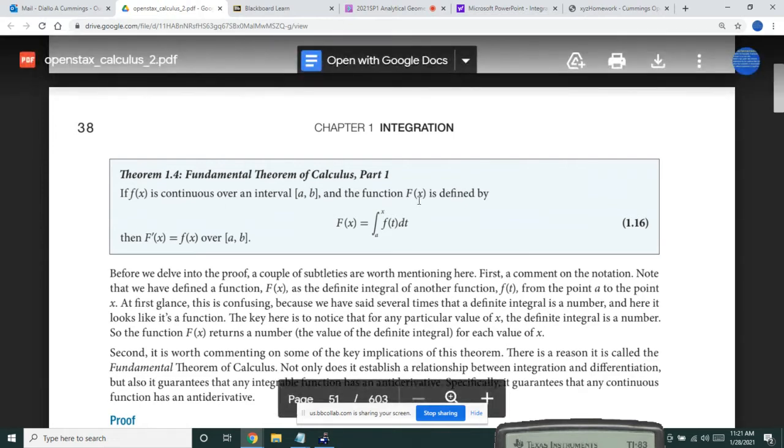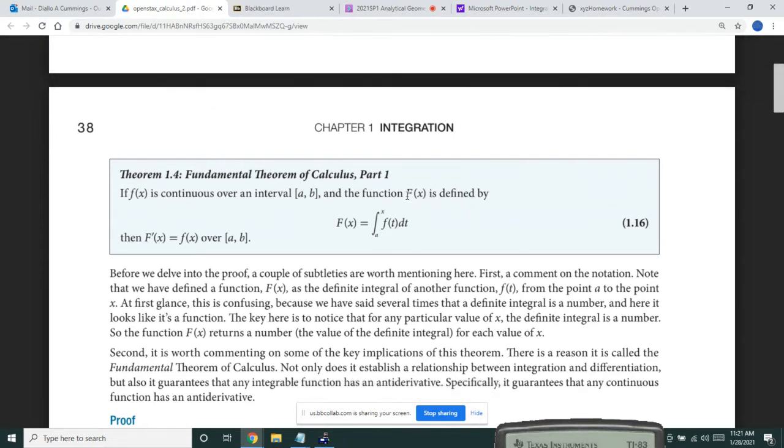and the function capital F of x, so keep in mind this is an integrated function, is defined by capital F of x is equal to the integral from A to x of f of t dt. So notice that I have a function which is in the variable t. However, I have limits that are in the variable x. But notice these two things are equal.